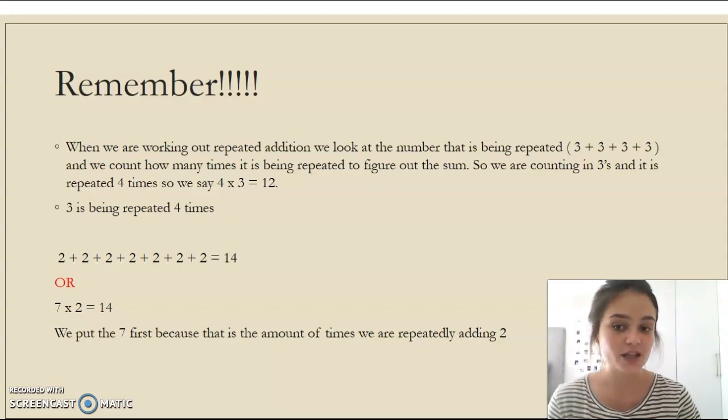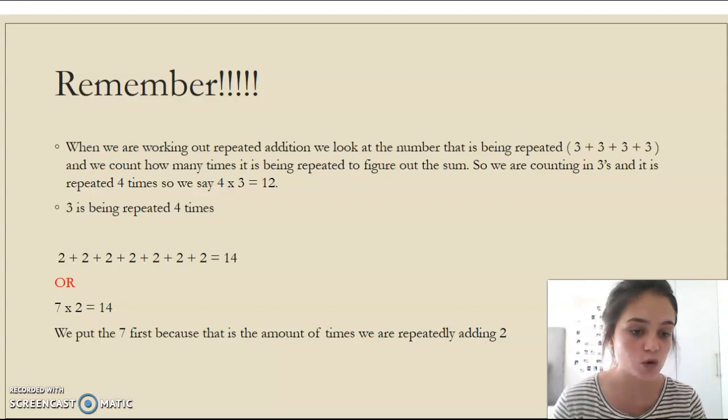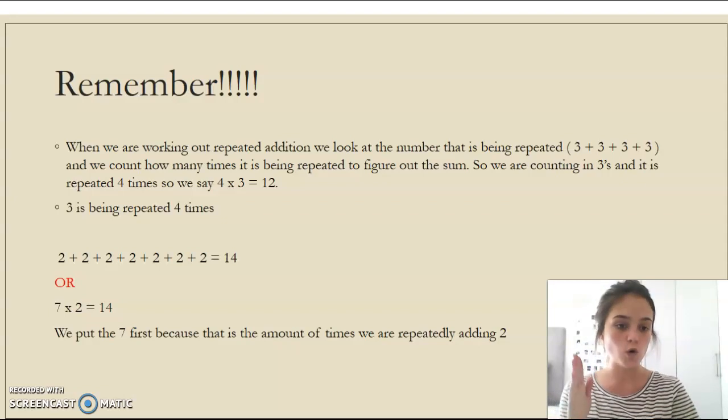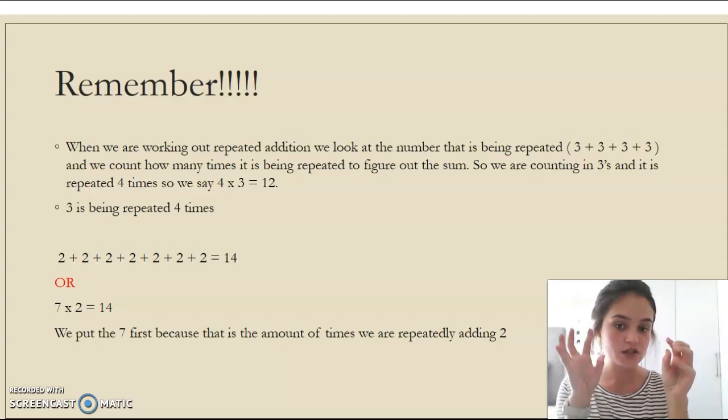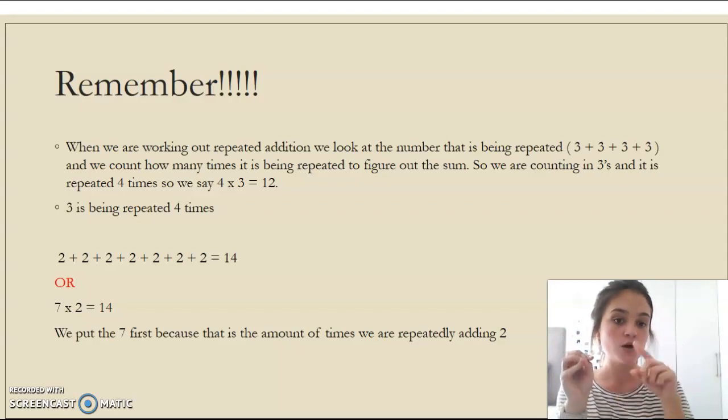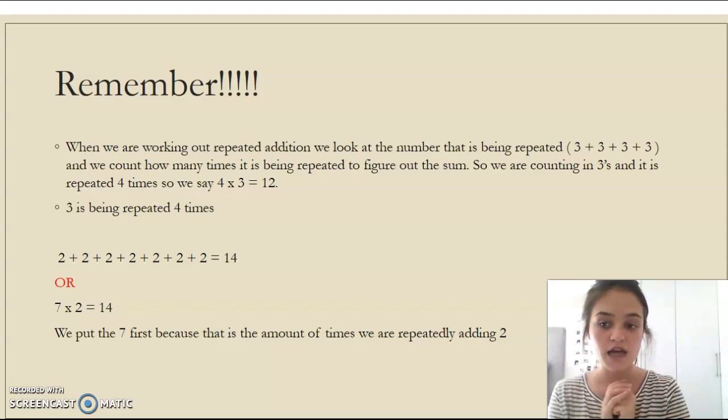And so we see that the 3 is being repeated 4 times, but we put the number 4 first because that's how many times it's being repeated. So we say 4 groups, which is the times 3, because it's 4 times that we are repeating number 3. So that equals 12.